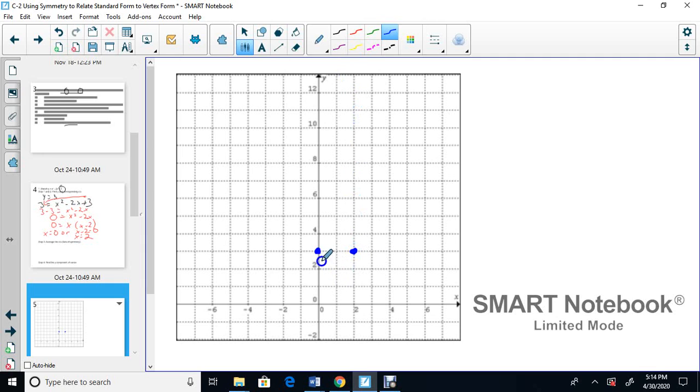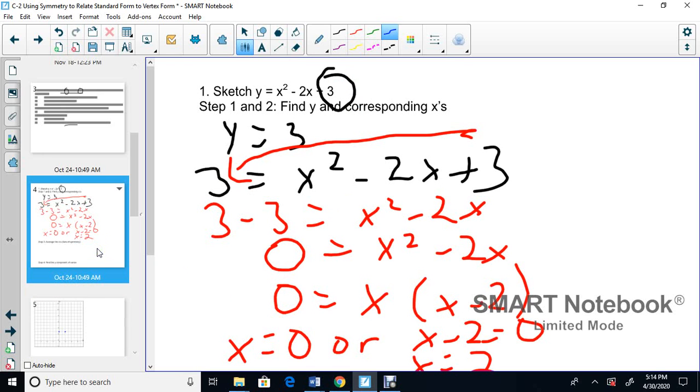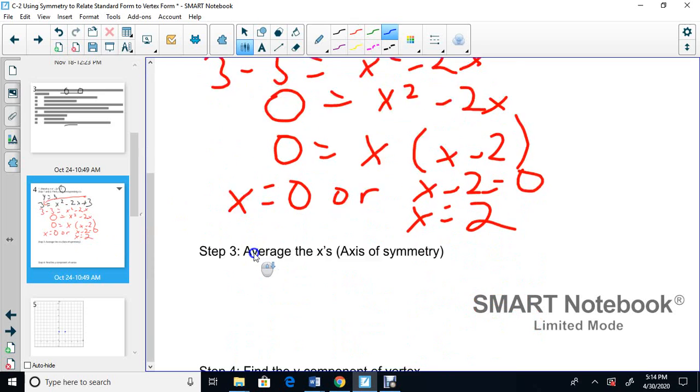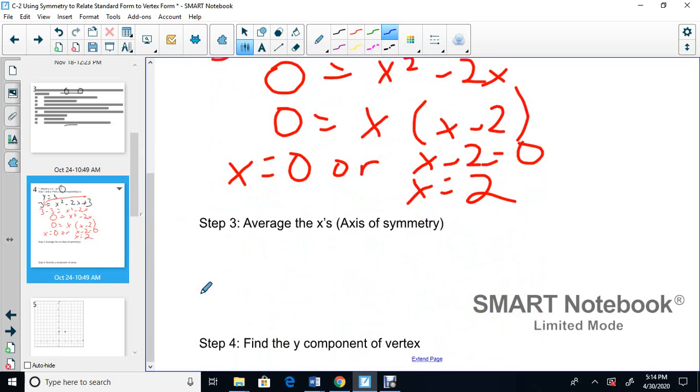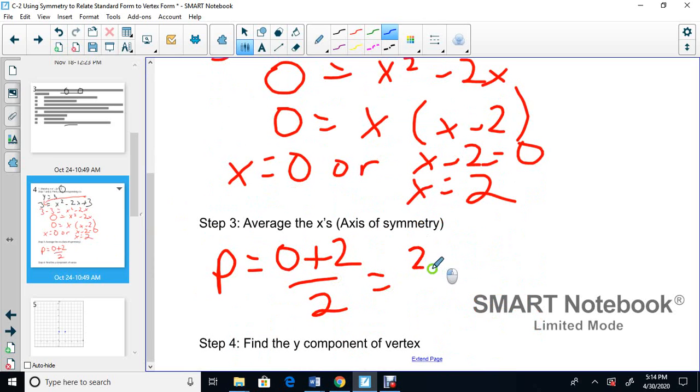Okay, look, these are symmetric points. The axis of symmetry has to go halfway between. So we're going to find the average to find the axis of symmetry. We're going to go down here and find the average. Okay, so p equals 0 plus 2 over 2. That's like 2 over 2, which is 1. So our axis of symmetry is 1.